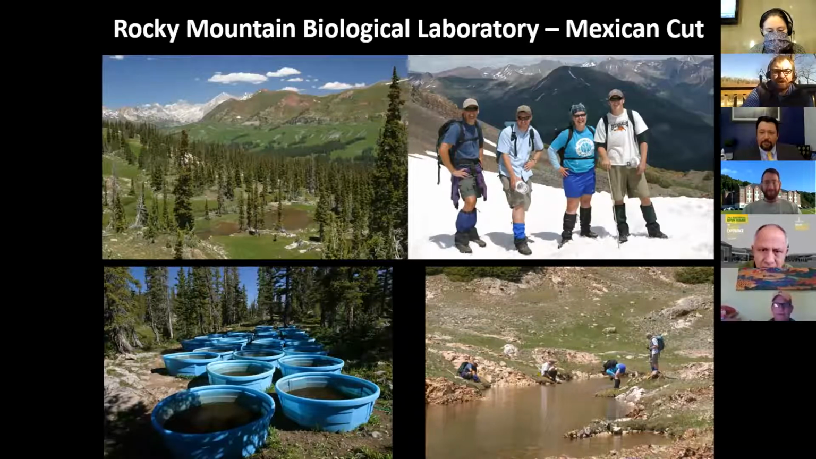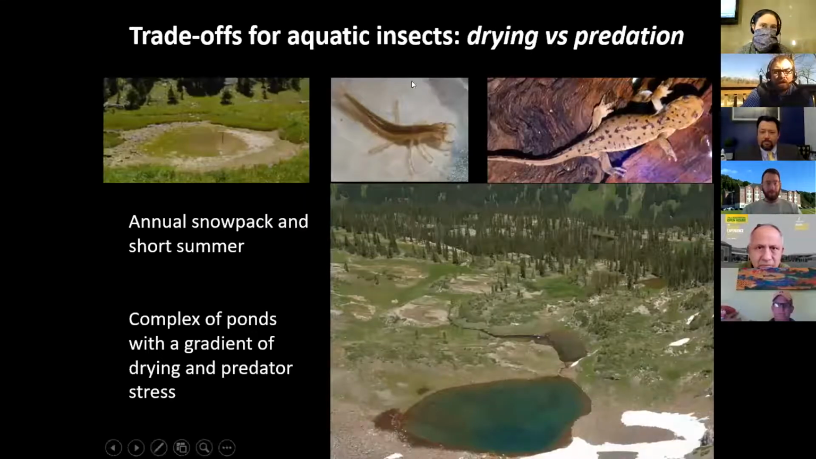Now, if we focus just on this Rocky Mountain Biological Laboratory research a little bit, in these ponds there's this complex of ponds across the gradient of drying and predator stress. It's a bit hard to see in that bottom picture there, but there's a whole bunch of ponds scattered in the mountains, and these were created by retreating glaciers. We had some ponds that only have water for up to a month or two, and then you had others that were semi-permanent, with large invertebrate predators like these big predaceous diving beetle larvae. And then in the more permanent ponds, you had these salamanders, which are the top predators in these habitats because there were no fish.